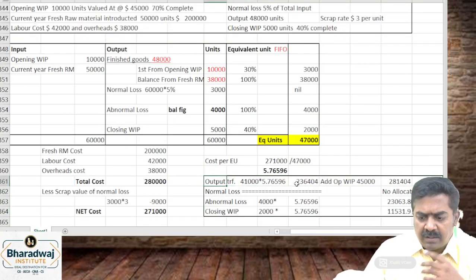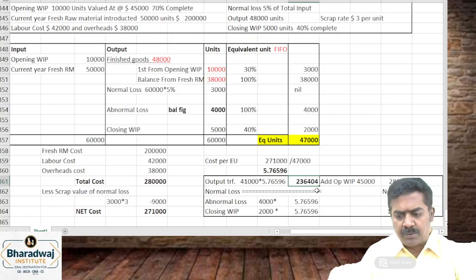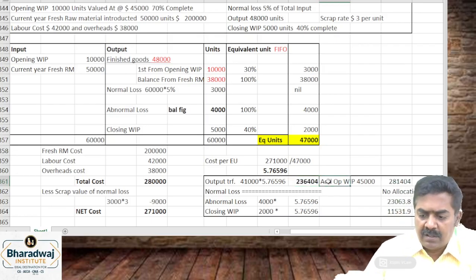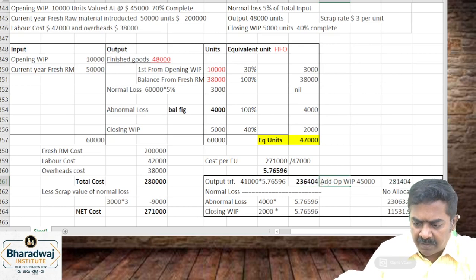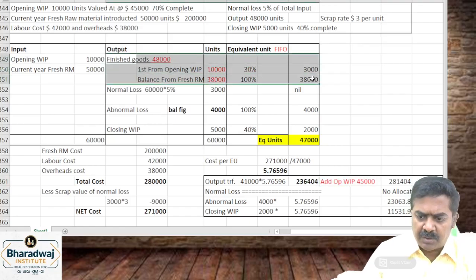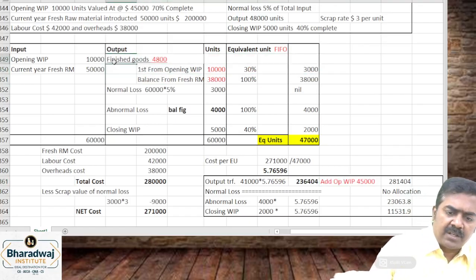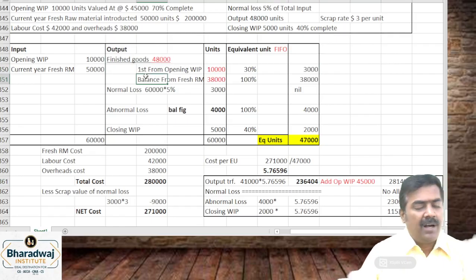Please remember, this 2,36,404 is current year cost. We add opening WIP value because that is also included in finished goods transferred to the next process. Instead of using the word finished goods, you can call it output that is transferred to the next process.